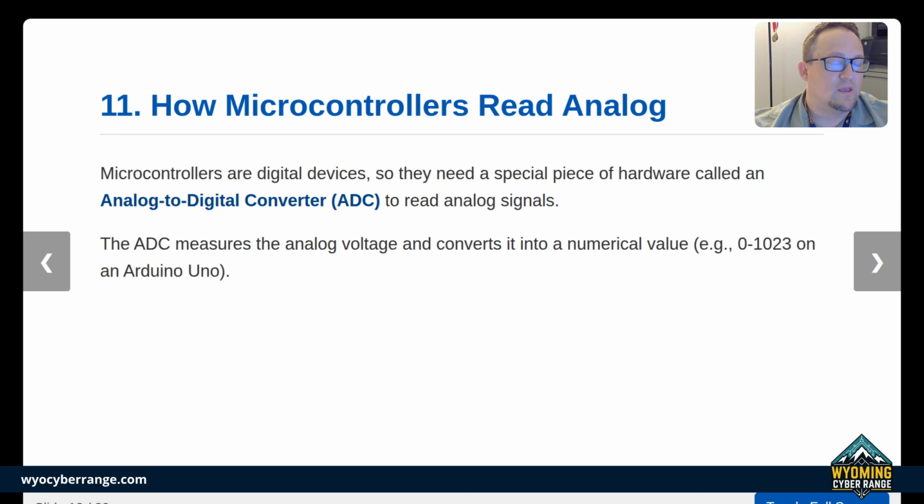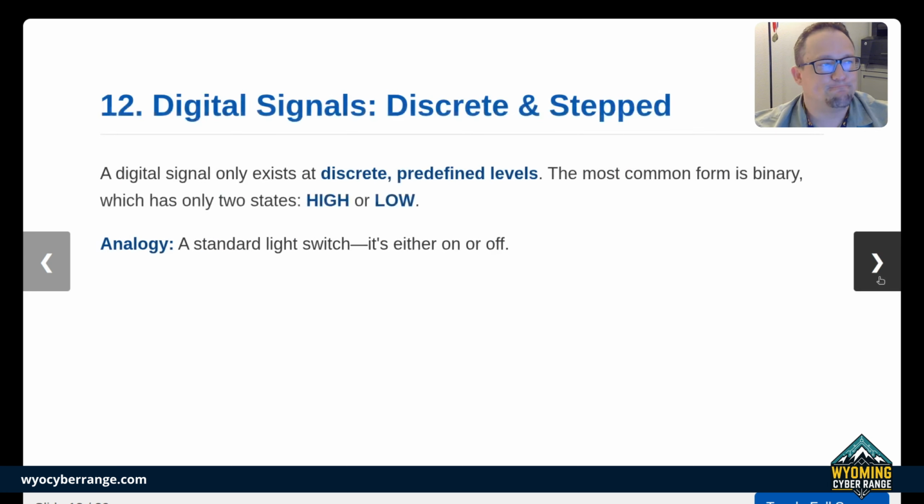So if we have a dimmer that's going to be at 50%, well, half of 1023 would probably be about 512, and so that's what we will read on the Arduino. 512 would equal 50% of the analog voltage that we want to give it. And if this doesn't make sense, as we go through this course a little bit more, it will start making more sense. Now, as I said with digital, these are discrete, predefined levels.